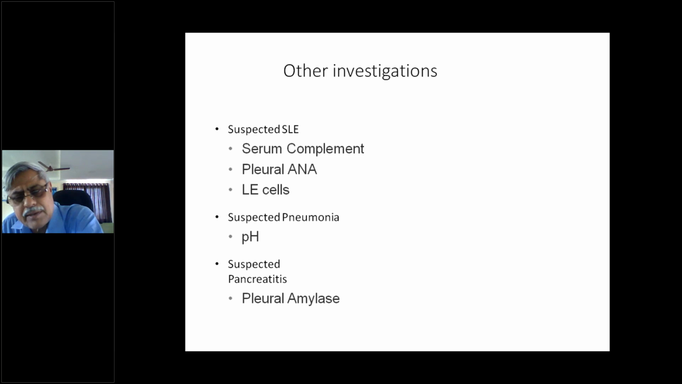ADA levels, if it is more than 40 in case of pleural fluid, it's a case of pulmonary tuberculosis, definitely. But suppose if you do CSF ADA levels, if it is more than 10, then definitely it's a case of tuberculous meningitis. If it is in pleural fluid and more than 40, then it's a case of tuberculous pleural effusion. Adenosine deaminase, ADA levels.